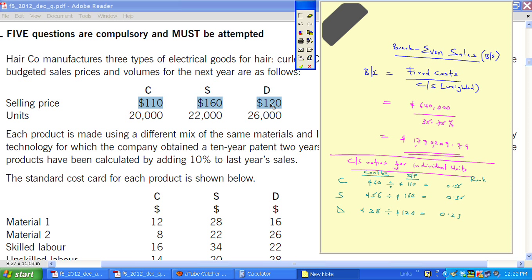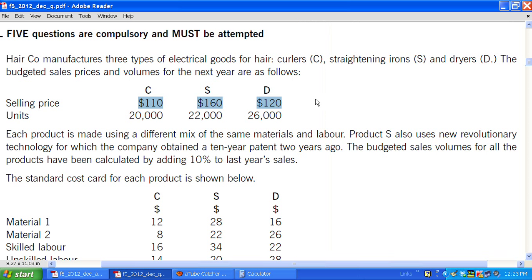So we need to rank. Remember, they told us to plot the one with the highest first. So our most profitable product is C, followed by S, and followed by D. Okay, so once we've done that ranking, we need to find now the profit at various intervals. That is something very simple to do, and let's quickly see how we do it.